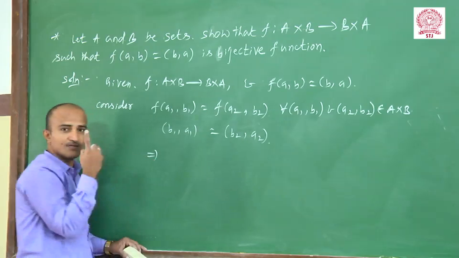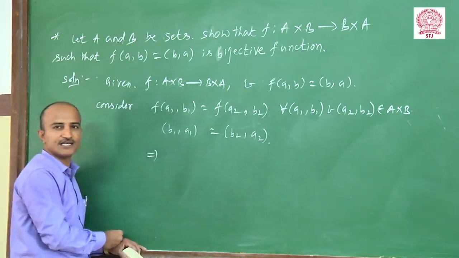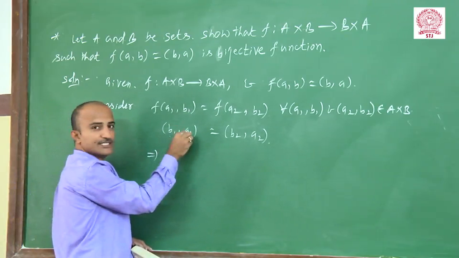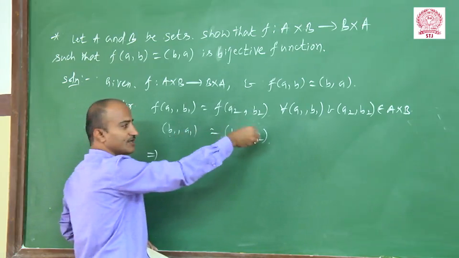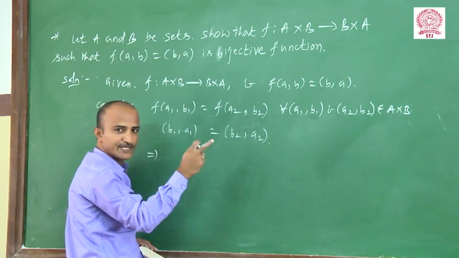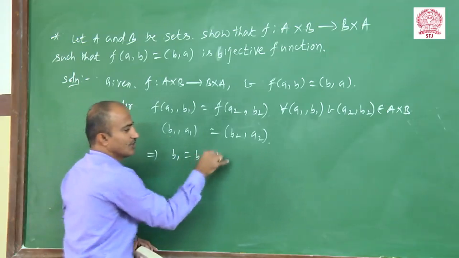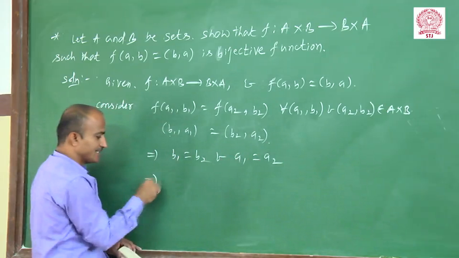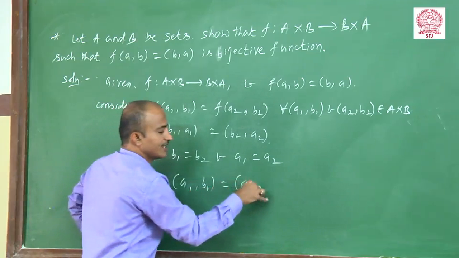This implies, we know that two ordered pairs are equal only when their corresponding elements are equal. In an ordered pair (B1, A1), B1 is the first member, A1 is the second member. Similarly, in an ordered pair (B2, A2), B2 is the first member, A2 is the second member. Two ordered pairs are equal only when their corresponding elements are equal. So B1 is equal to B2 and A1 equals A2. This implies (A1, B1) equals (A2, B2).